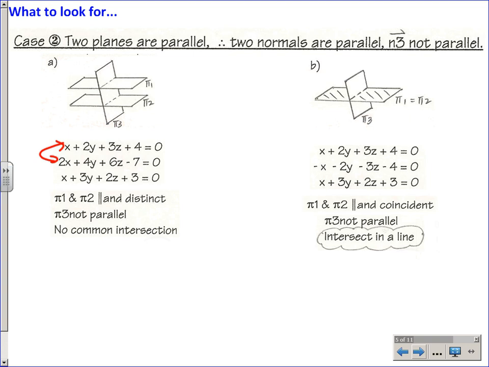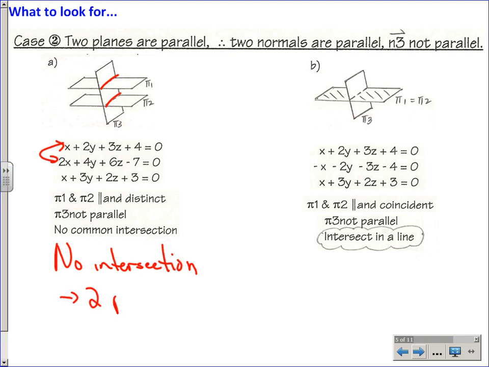And you know that the third plane is different. So if you see that situation, this is where we said, look, there is no common intersection. They intersect in lines. But we'll just say there is no intersection, and you describe it. You'd say there's no intersection.